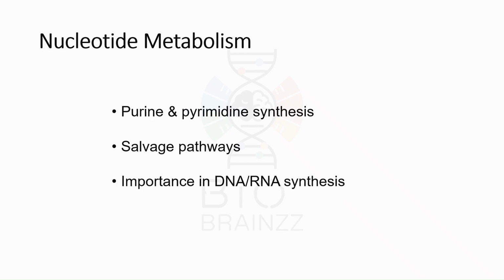Nucleotide metabolism involves the synthesis and breakdown of purines and pyrimidines. These are essential for DNA and RNA formation. There are also salvage pathways, where the cell reuses bases instead of synthesizing them again. This is energy efficient. Understanding these pathways is important because defects can lead to diseases, and such concepts are sometimes asked in exams.